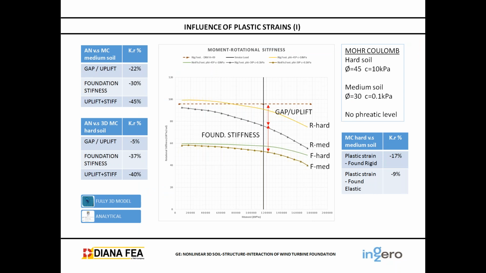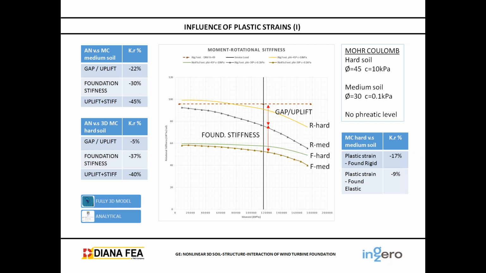Okay. How does the plastic strength influence? Here we have included the plastification or plastic behavior of the soil by considering a medium soil. So these are the results. In the graph, we can see the results of the full 3D methods with a Mohr-Coulomb from a hard soil and medium soil, and with a rigid foundation or a flexible foundation.